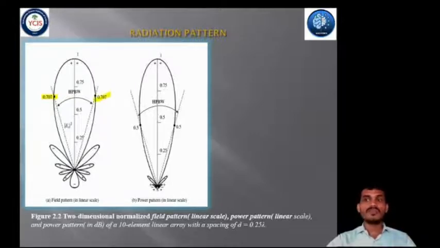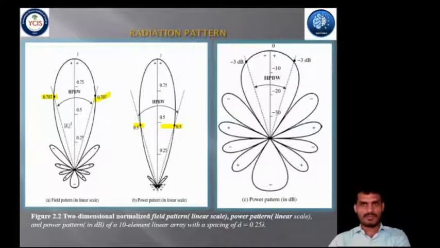Then the next one is the power pattern in linear scale at its 0.5 value of its maximum, as shown in this figure. And the third one is the power pattern in dB at minus 3 dB of its maximum, as shown in this figure. So this is your minus 3 dB power pattern.